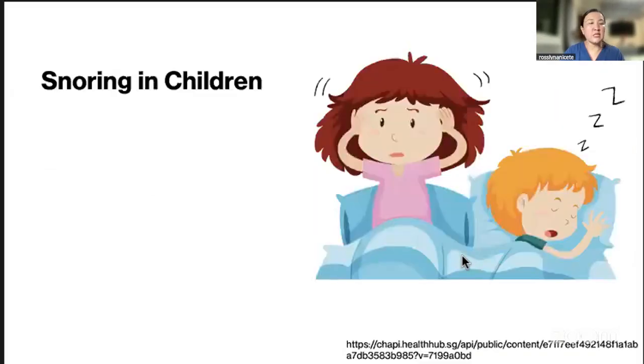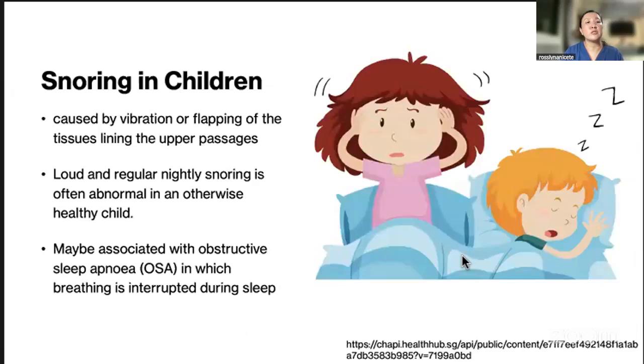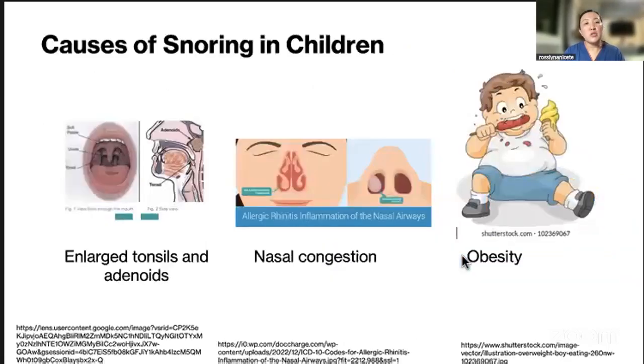Okay, so lastly, we have snoring in children. So this is caused by vibration or flapping of the tissues lining the upper passages. Loud and regular nightly snoring is often abnormal in an otherwise healthy child. So snoring may be associated with obstructive sleep apnea, in which breathing is interrupted during sleep. So OSA, or obstructive sleep apnea, involves pauses in breathing during sleep, and can cause fatigue and behavioral issues in children.